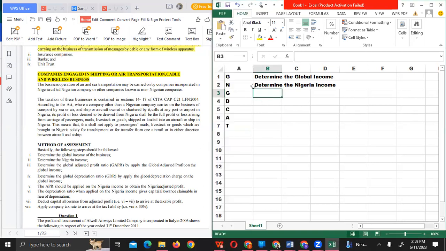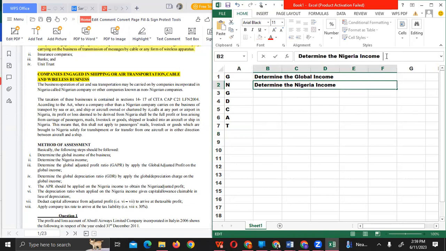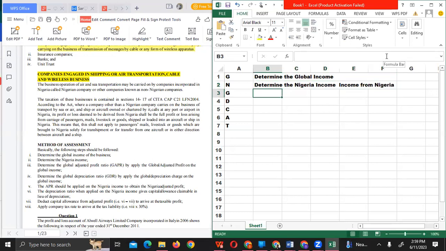So I was saying, to determine the Nigerian income, what you will need to do is check through the question. The income that you will be assessed to tax in Nigeria will be the Nigerian income. That is income from Nigeria. For instance, in the question, you could have income like transportation.